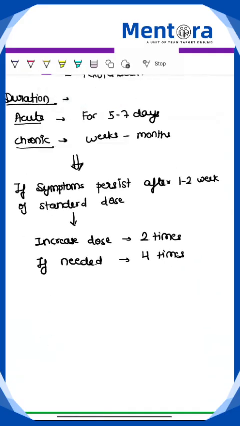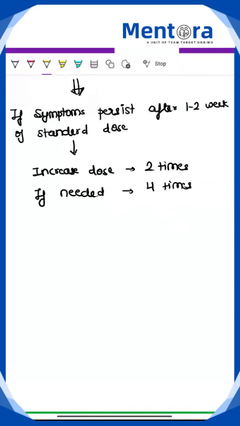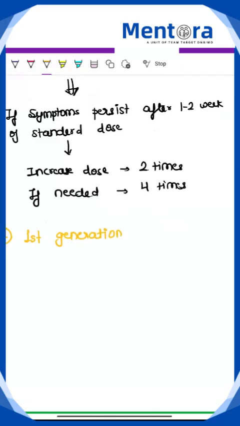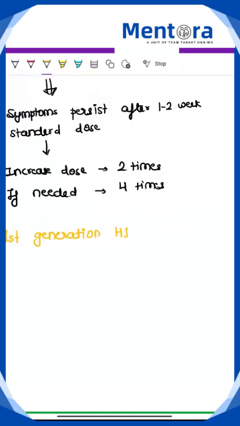Second category of drugs: first generation H1 antihistamines.